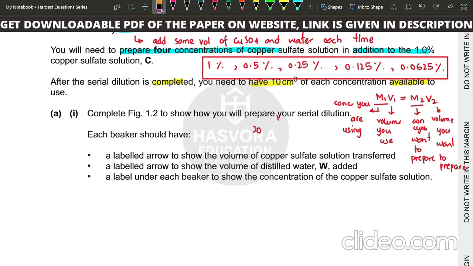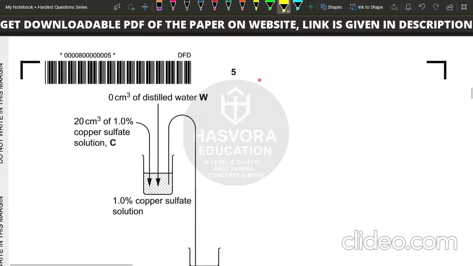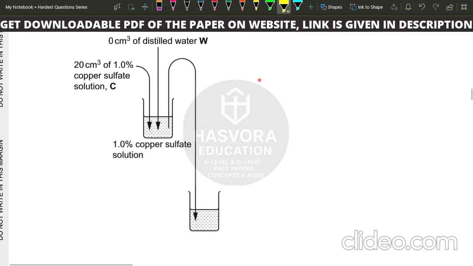So we will need to have 10 cm cube of each concentration available to use. Now they are telling us to complete figure 1.2 to show how you will prepare your serial dilution. Each beaker should have a labeled arrow to show the volume of copper sulfate solution transferred, a labeled arrow to show the volume of distilled water W added, and a label under each beaker to show the concentration of the copper sulfate solution. Okay, now these are 3 easy marks. These are for the drawing and you should gain full marks in this.